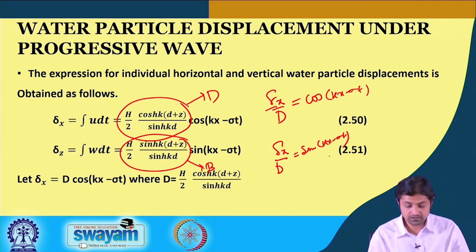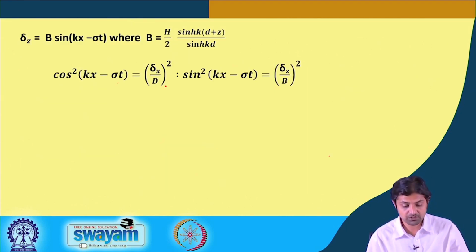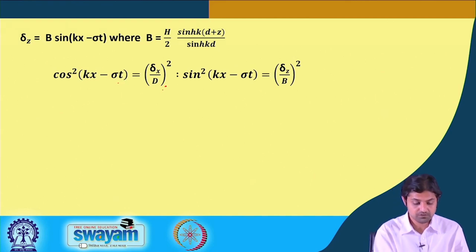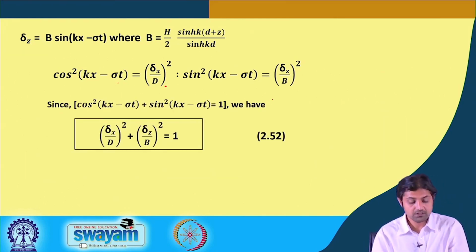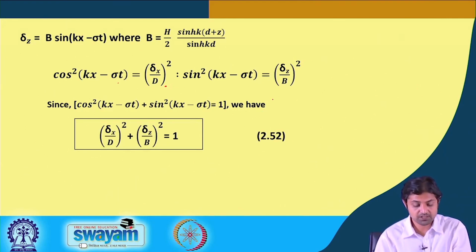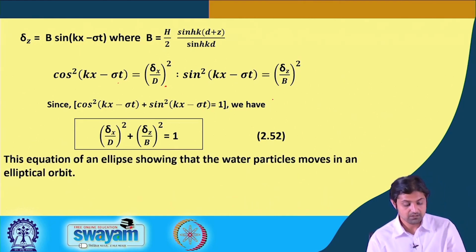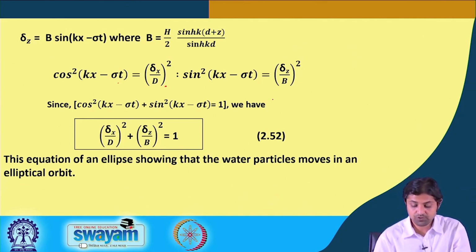So, sin squared theta plus cos squared theta is equal to 1, therefore, this is what we have used. So, what we write is (delta x by D) whole squared plus (delta z by B) whole squared is equal to 1. This is in general what type of equation? If D is not equal to B, elliptical. So, this is the equation of an ellipse showing that the water particle moves in an elliptical orbit.